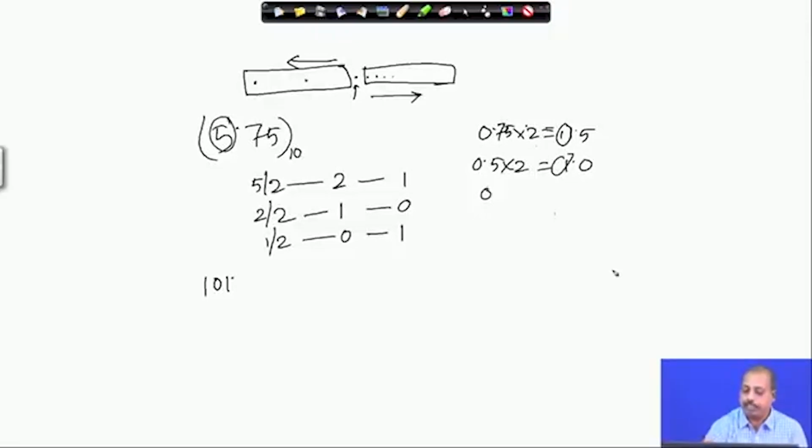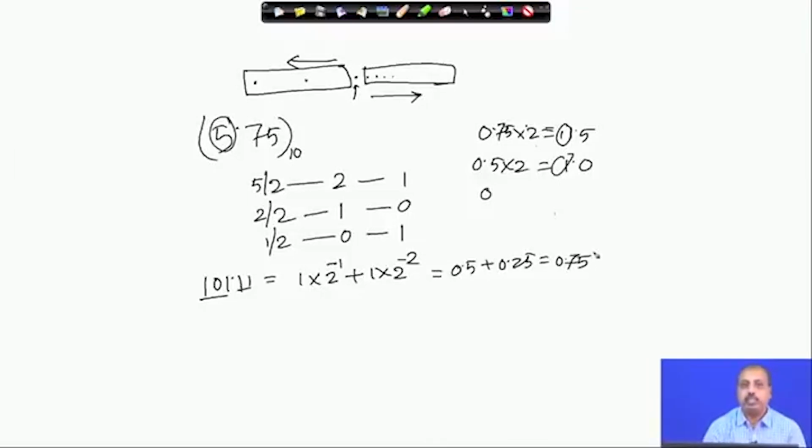So, here the fractional part is represented as 1 1, and you see that this really represents the number 5.75, because the left side before the decimal point represents 5. The right side representation is 1 into 2 power minus 1, because the base of the number system is 2, plus 1 into 2 power minus 2. So, 2 power minus 1 is half, that is 0.5, plus 0.25. So, this is 0.75.